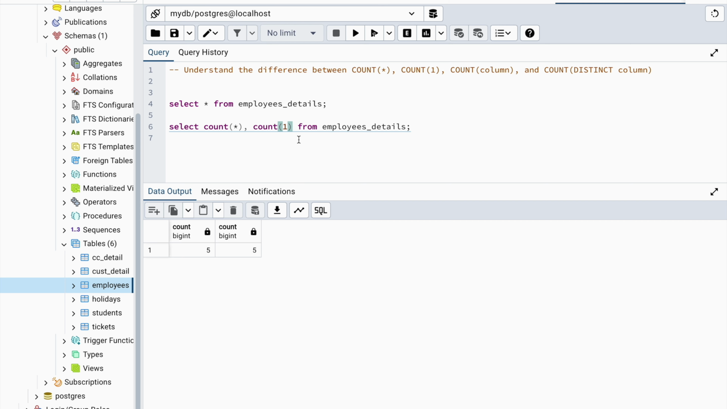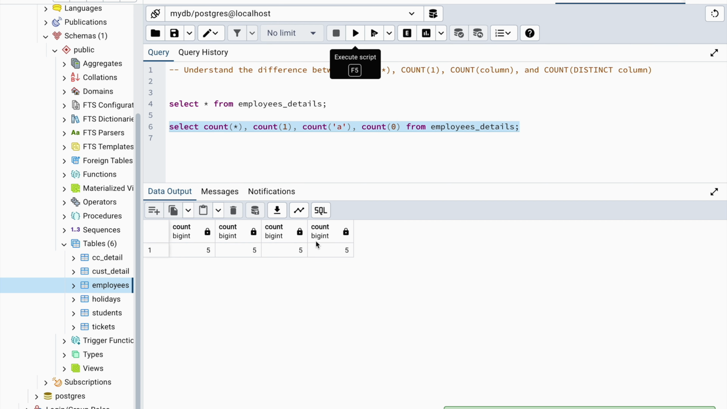And if you use anything instead of 1, like another constant such as a, or even count 0, you would get the same thing. Every time you give a constant in the count, it will just count the number of rows and take null into consideration.